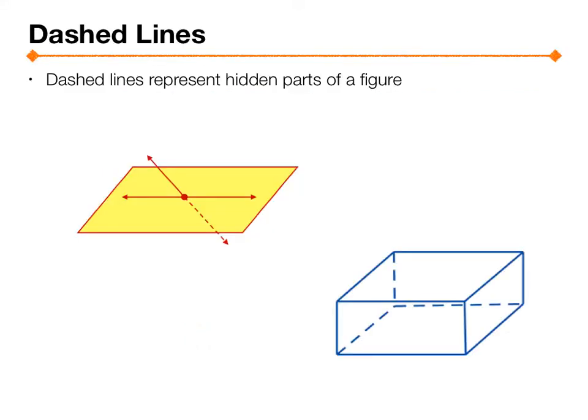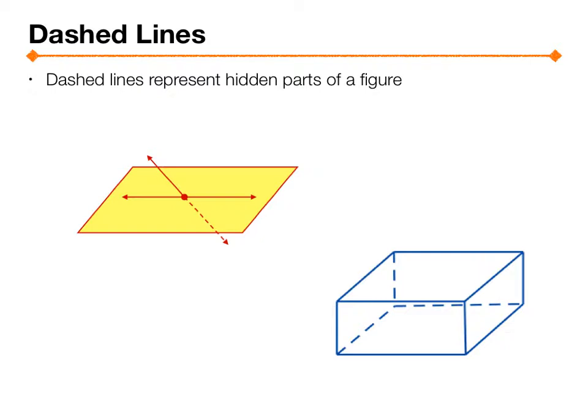Dashed lines represent hidden parts of a figure. So if I had a piece of paper, everybody look this way, and I poked a line through it, this was my line, this is my plane. If I held the plane like this, you can't see the bottom part of this line, right? It's hidden. But it's there. There's a line there.